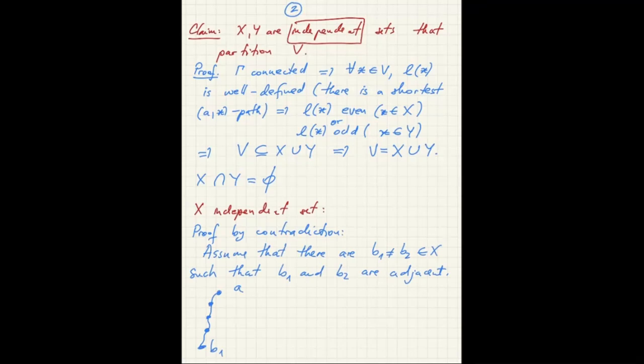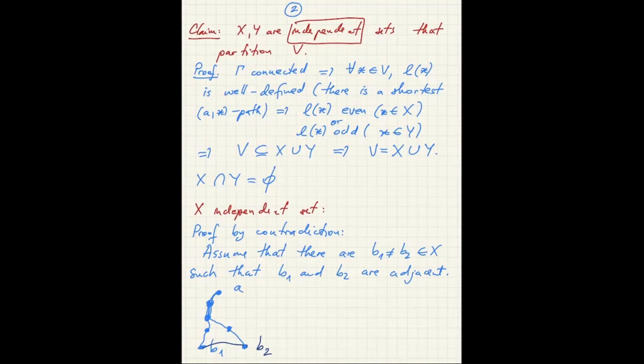I have this edge between b1 and b2. Yeah, this is the edge that I want to show that it actually doesn't exist, but for now I assume that it exists. And then I can have another, it could be maybe another way to go from b2 to A. Okay.